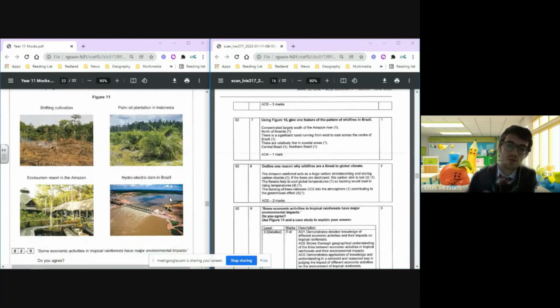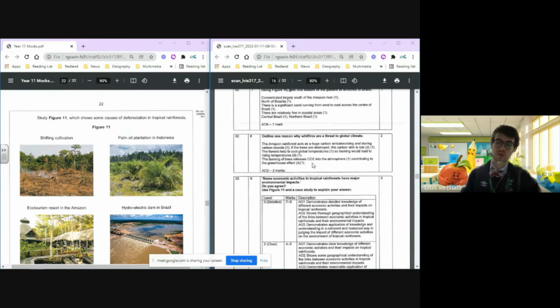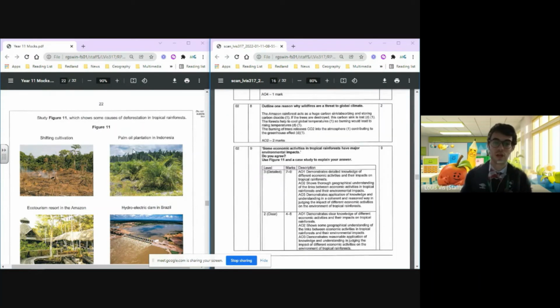Question 2.9. Again, there you've got 4 incredible things on your figure. Use it. It says use figure 11 and a case study. Case study you could have used would be Malaysia or Brazil. Either of those would have worked. And what I would like to see there is for you to talk about the causes.